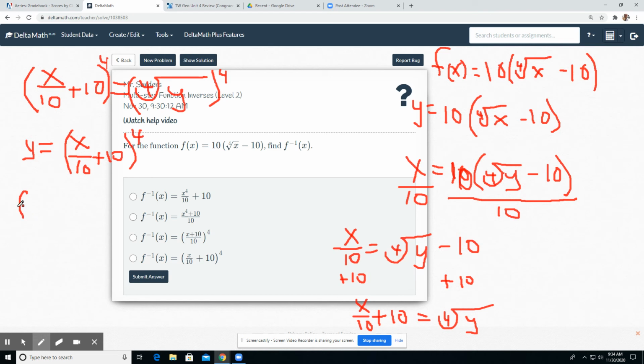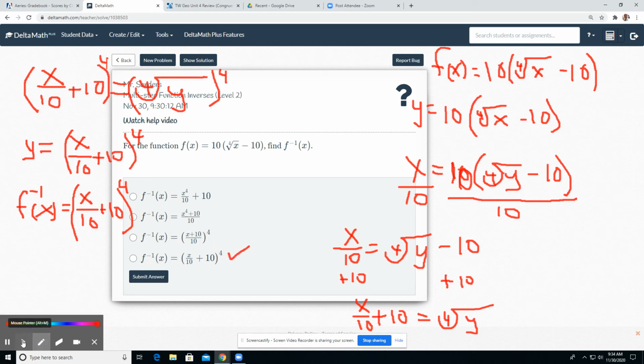And then they like that function notation, of course. That means it's the inverse. And just rewrite it. All right. And which one is that? Everything to the fourth power. It looks like this one or this one. It's this one right there. Matches exactly what I have.